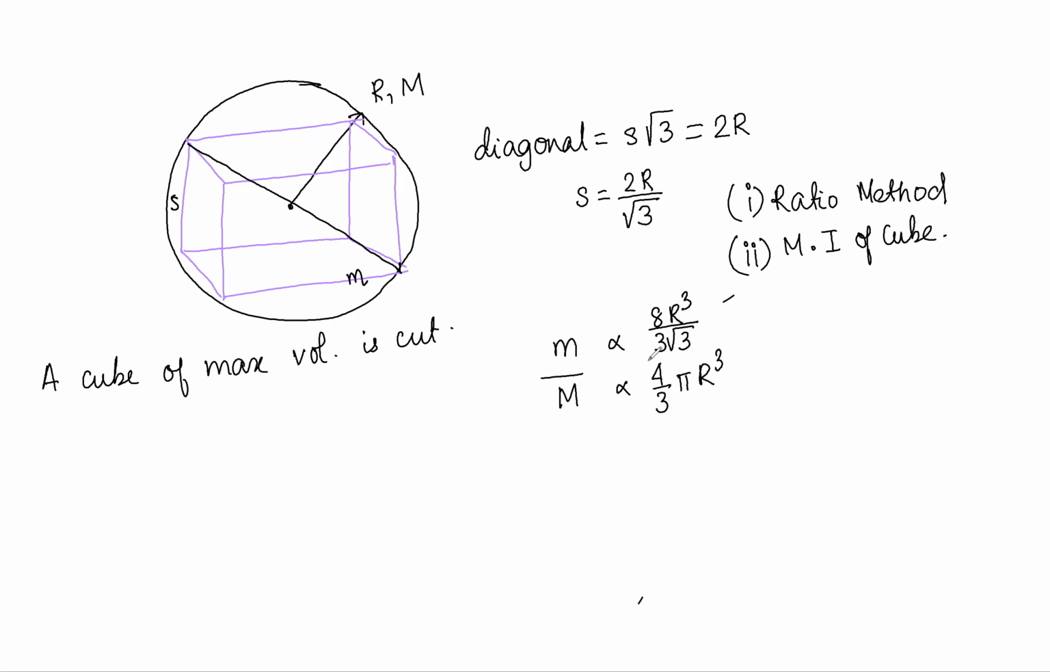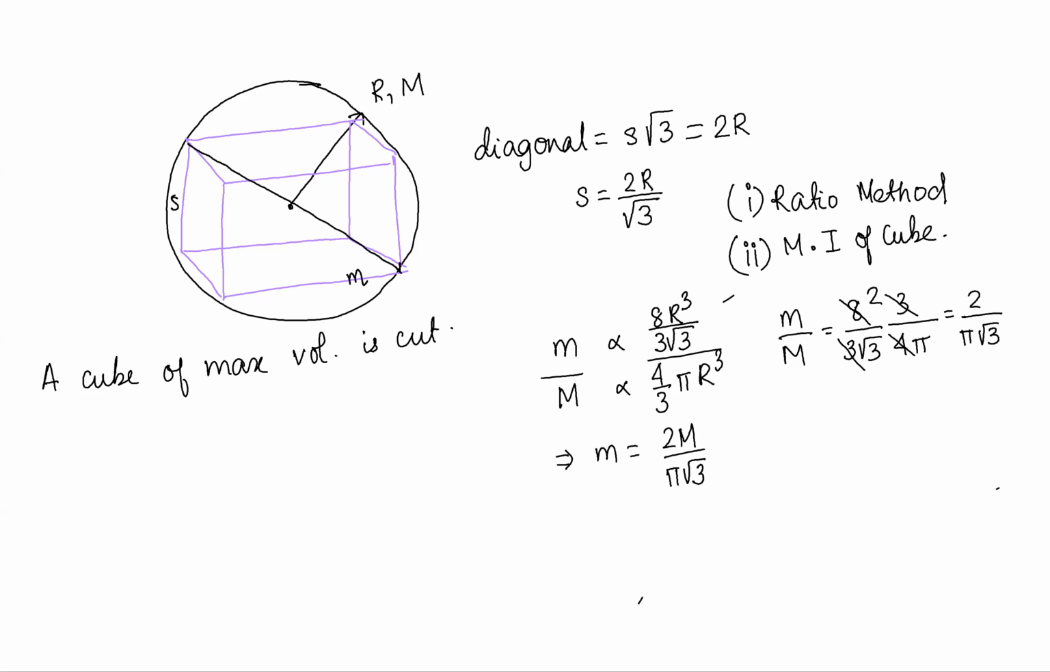Now you divide both of them. If you divide a proportionality with a proportionality, you get an equality, right? So you will get m divided by n is equal to r cube, and r cube are going to cancel. So you're going to get 8 divided by 3 root 3, and below, 4 pi divided by 3. So 3 is going to cancel. 4 2s are 8. So you will get 2 divided by pi root 3. This implies that the mass of the cube is going to be the mass of the sphere times 2 divided by pi root 3. That's the first thing.